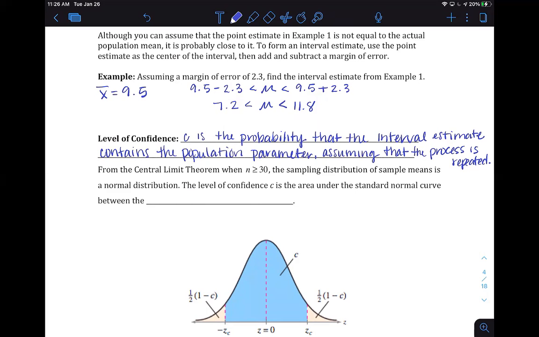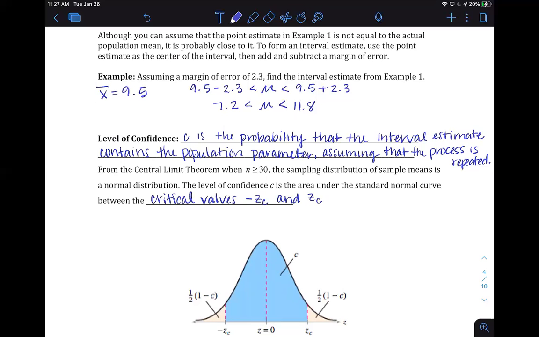Okay, so from the central limit theorem, when n is greater than or equal to 30, the sampling distribution of the sample means is a normal distribution. And if the level of confidence C is the area under the standard normal curve, it's between the critical values negative Z sub C and positive Z sub C. So there's going to be subscripts of C representing whatever percent you're finding.